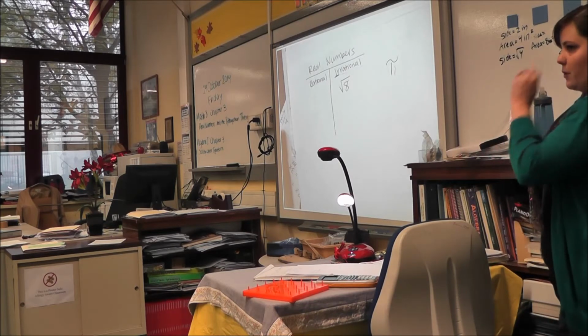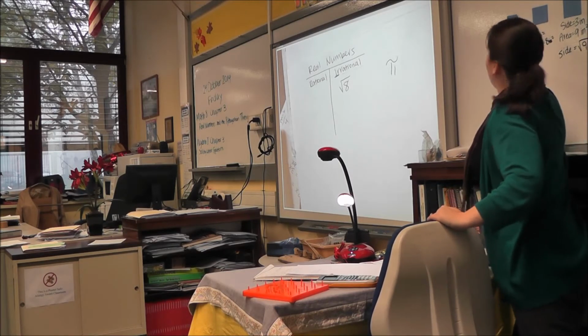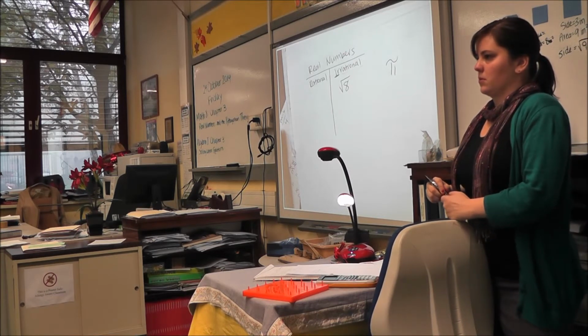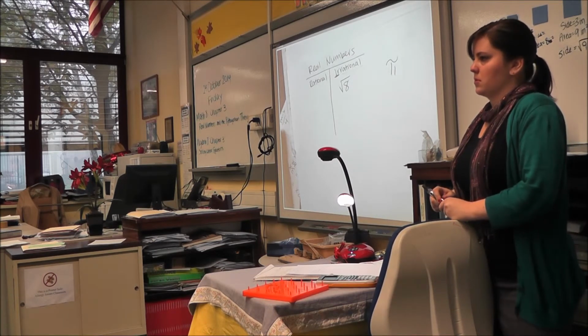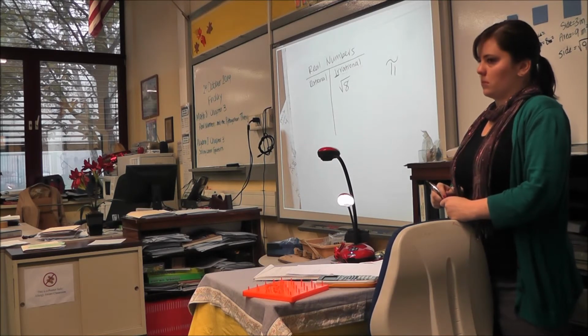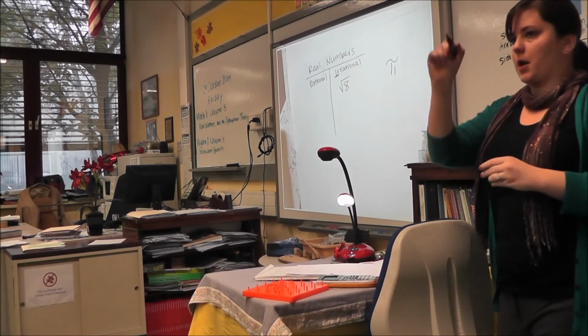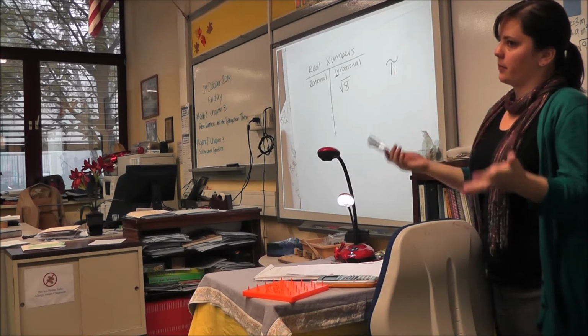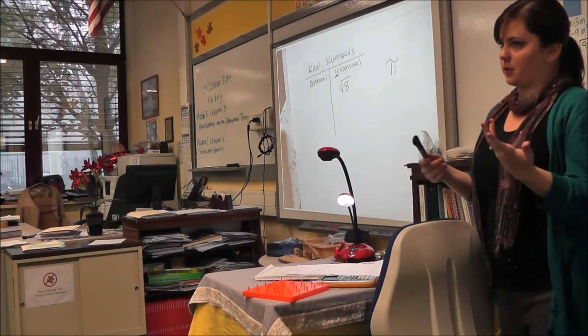Okay, but what do these numbers have in common? 16, 9, and 4. They're all numbers that have a whole number square root, not a decimal that continues on like pi. They all have a square root. Actually, every number has a square root; that's just not rational or irrational.